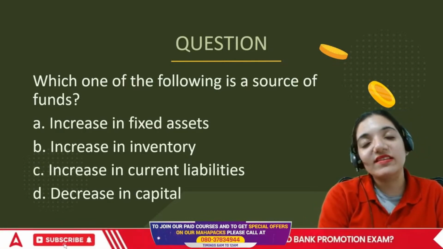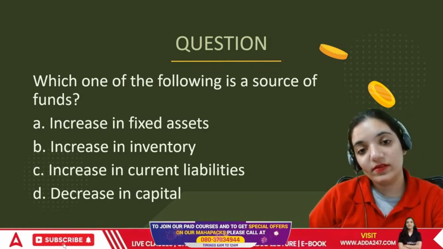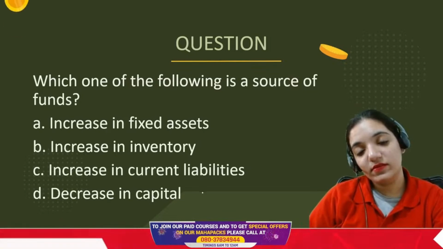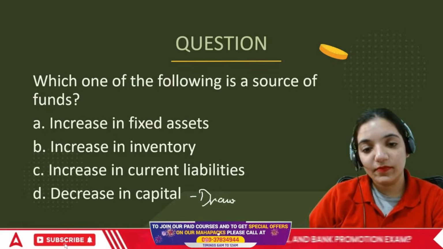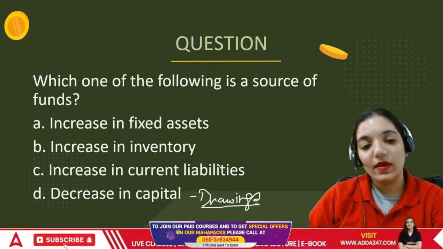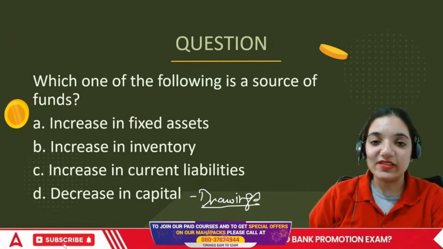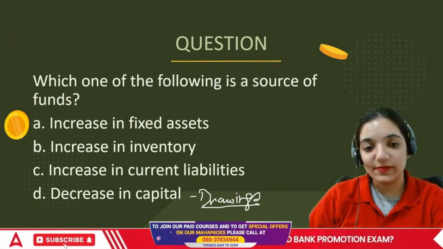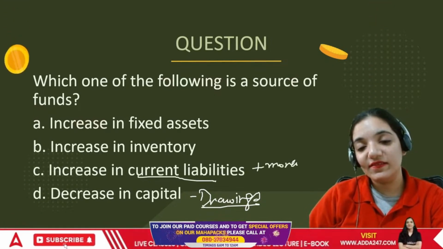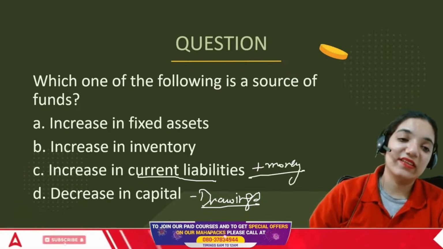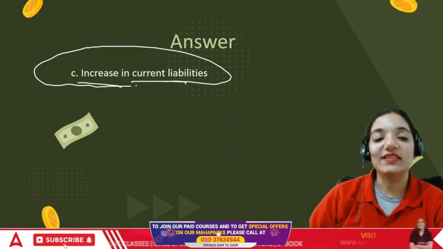Increase in current liabilities or decrease in capital. The moment there's a decrease in capital, that means I've taken the money out of my business, which is called drawings. And when we look at the increase in current liabilities, everyone, it means I'm getting more loans. More loans means plus money. So in this case, the correct answer is increase in current liabilities.